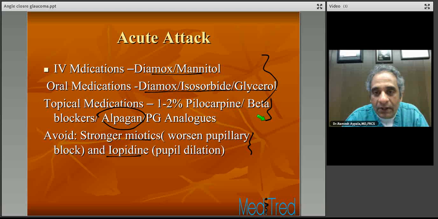When the pressure in the eye is greater than 40 millimeters of mercury, in the presence of corneal edema, it's unlikely that the topical medications will actually penetrate through that edematous cornea into the anterior chamber to have any effect. So the initial treatment is with IV or oral medications followed by topical drops.